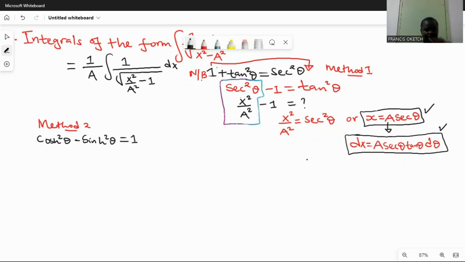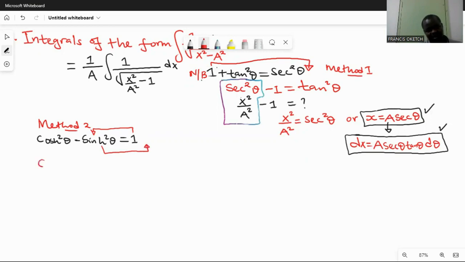But if you look at what we have, it is x squared over a squared minus 1. So I want minus 1. Just rewrite this identity so that you have something squared minus 1. So how do we rewrite this? I can decide to take 1 to the left, and this other one, the sine hyperbolic squared, you take it to the right.